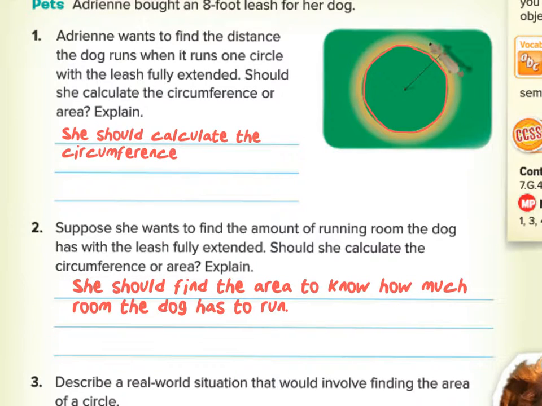So she should find the area to know how much room. All of this is considered the area, all this area in blue, to find out the running room the dog will have. So the dog can frolic anywhere within that area, because that's how far the leash will allow it.